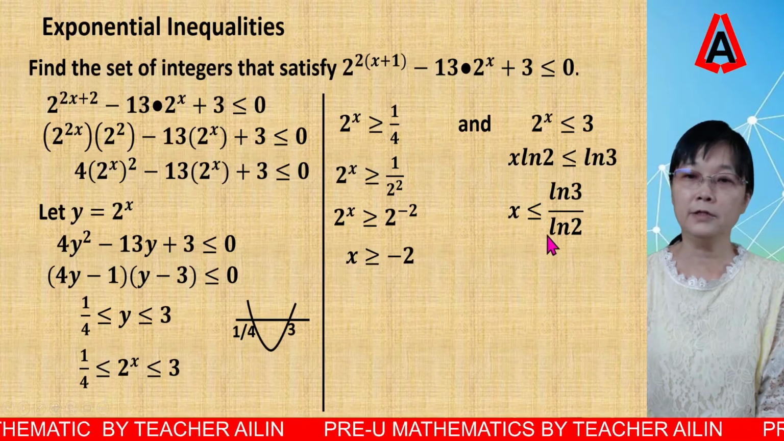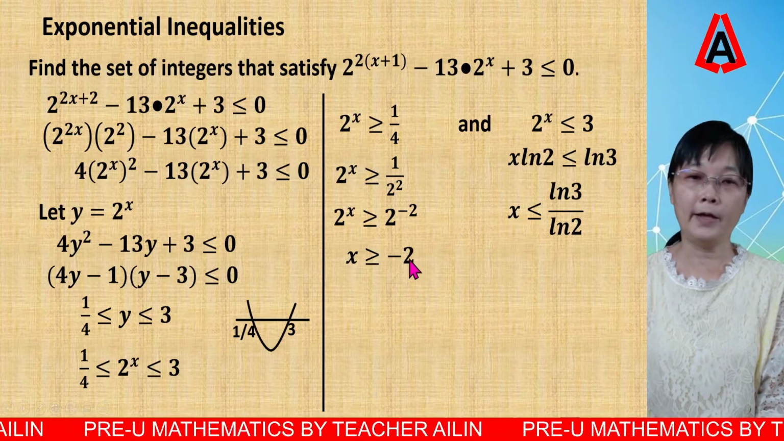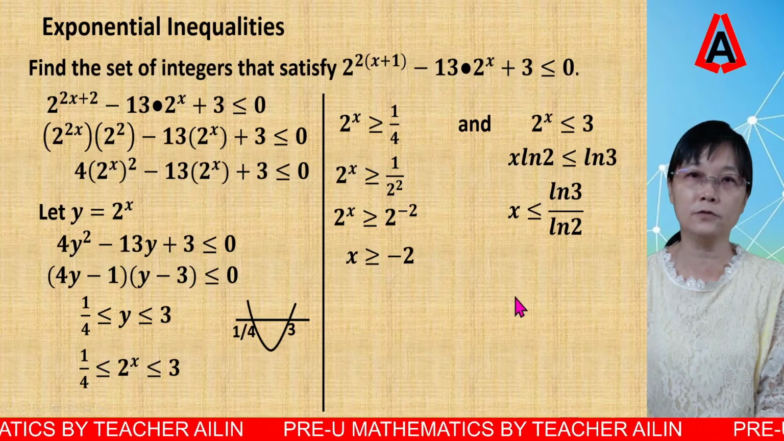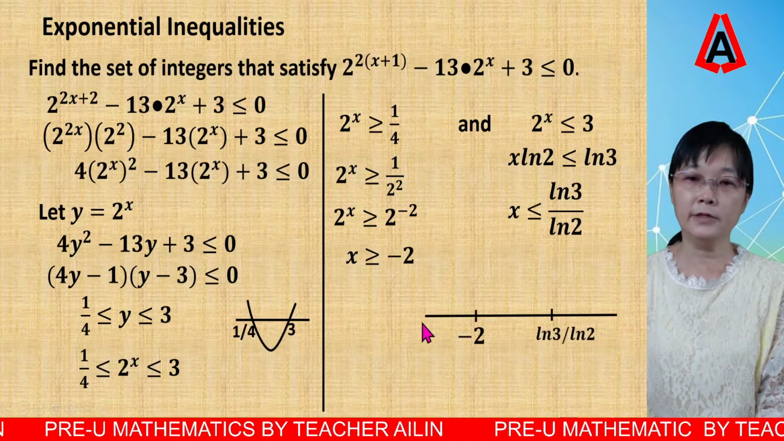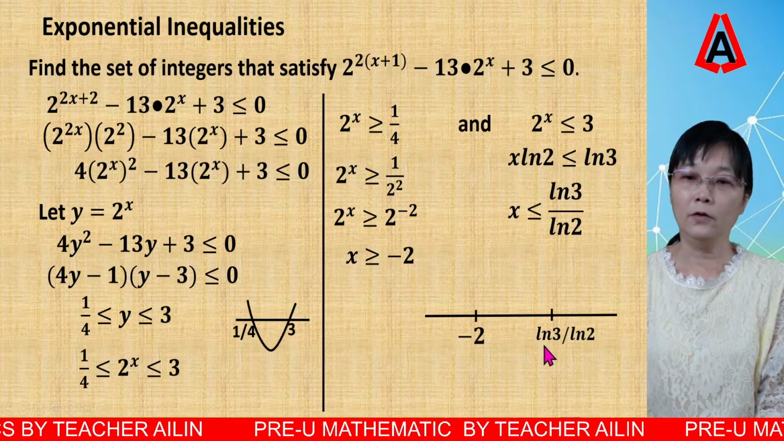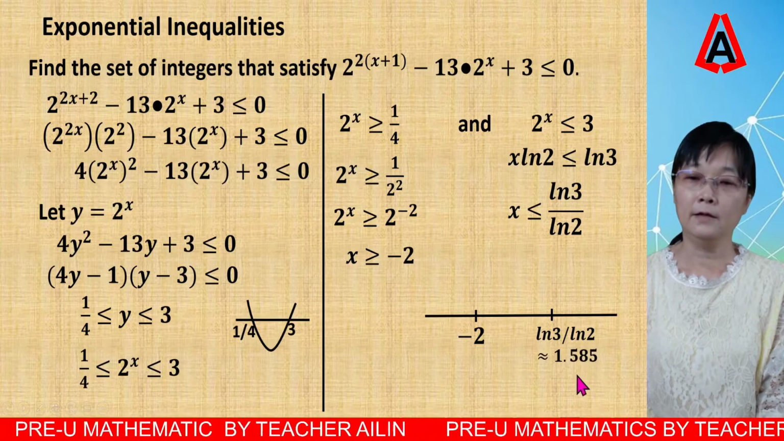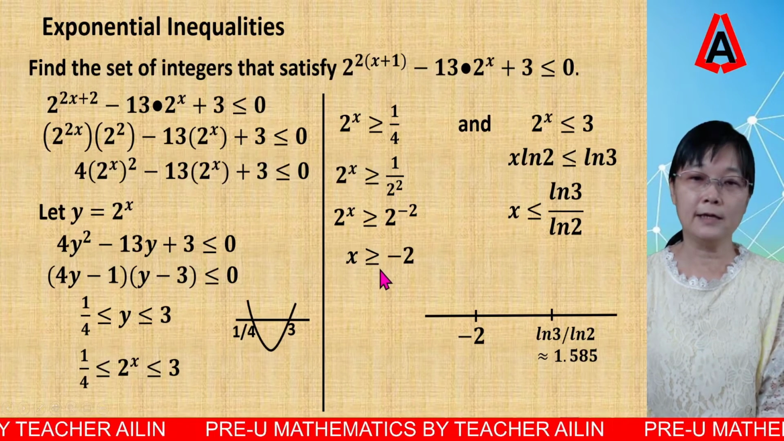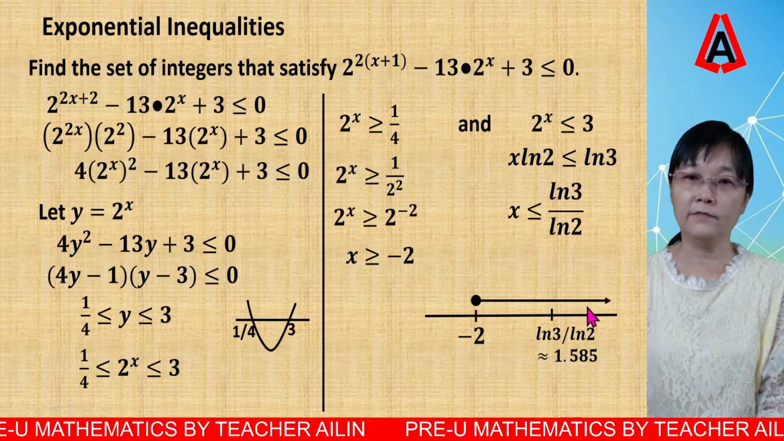Since ln 3 divided by ln 2 cannot be further simplified, now I'm going to combine the set of values of x for set 1 and set 2 in order to get the final set of values of x. To do this, I'm using the number line. This is negative 2, and ln 3 divided by ln 2, when we press the calculator, is approximately 1.585. So for the first set of values of x, x is greater than or equal to negative 2.